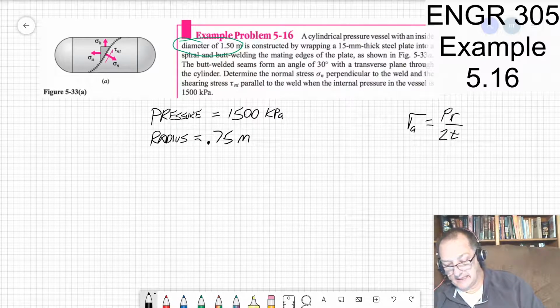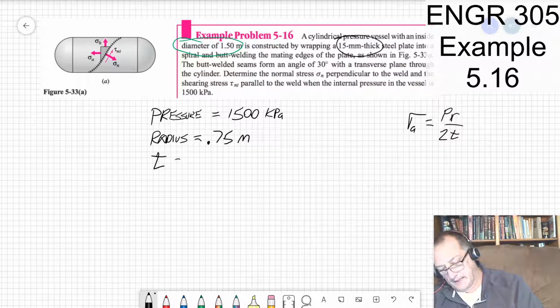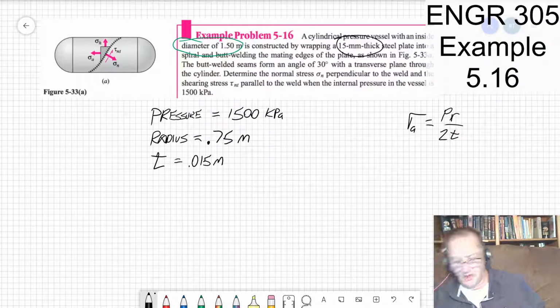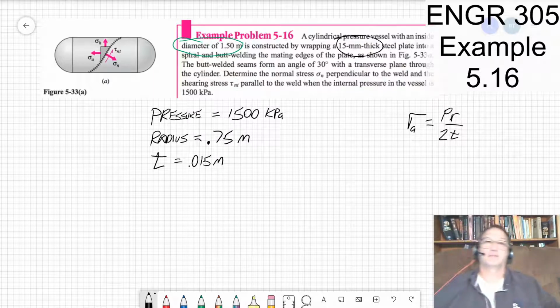And then lastly, how thick is it? Well, there we go. My thickness is equal to, I'm going to convert this over to meters so that I am in consistent units all the way across. I don't have to do any messing around in my equations.